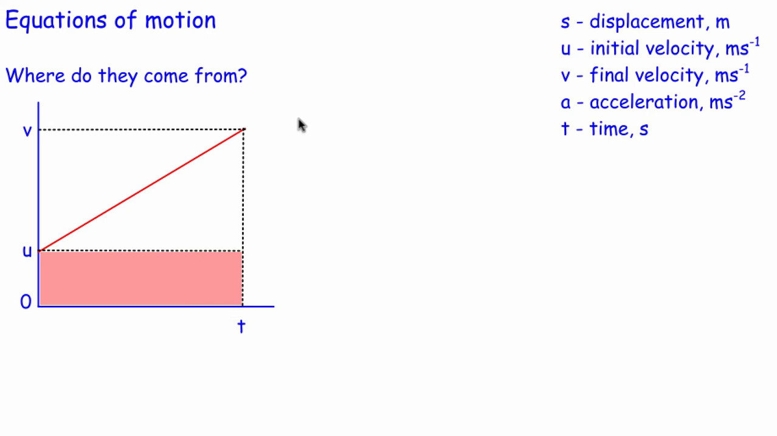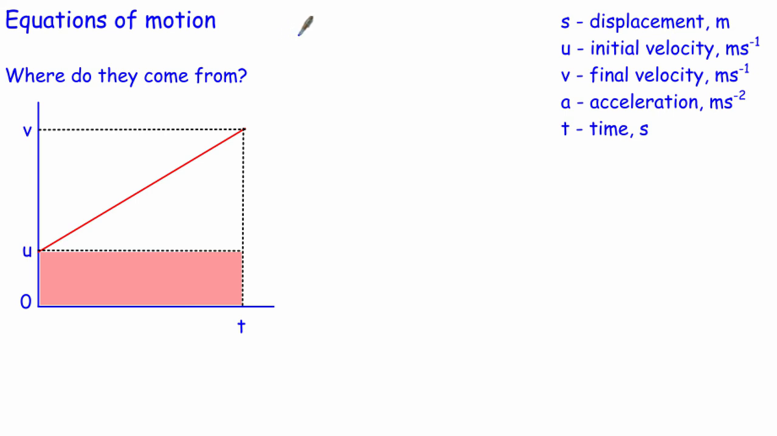So let's have a really quick look at where these equations come from. Here we've got a velocity-time graph, and we can see that this particular object is starting off at this velocity and it accelerates at a constant rate until it gets to this velocity, and it takes a time t to do it. So there are four equations that we can come up with.